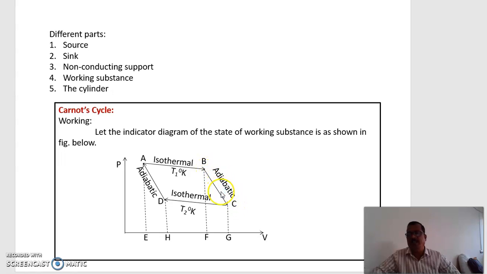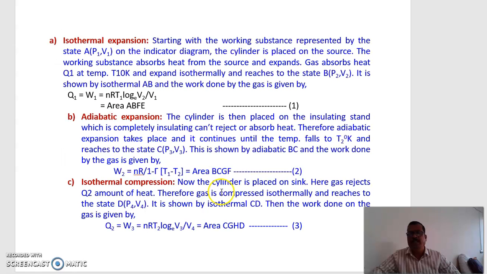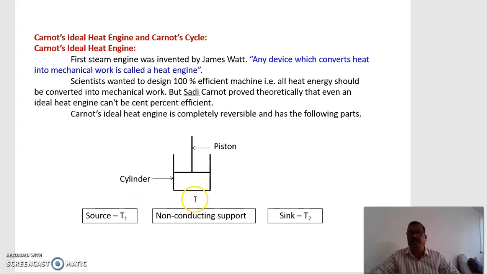In this case, the work done by the gas is given by W2 equal to nR divided by 1 minus gamma, T1 minus T2. Then the cylinder is placed on the sink. We know that the sink has infinite heat absorbing capacity. Therefore when the cylinder is kept on the sink, it absorbs heat from the gas.